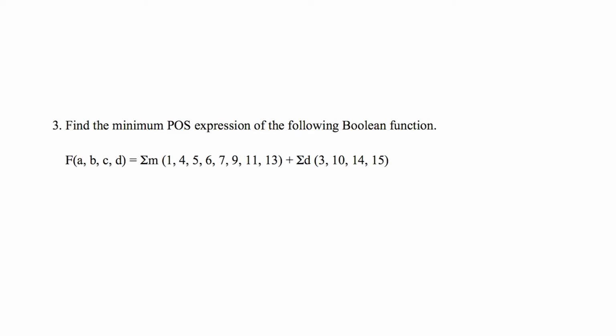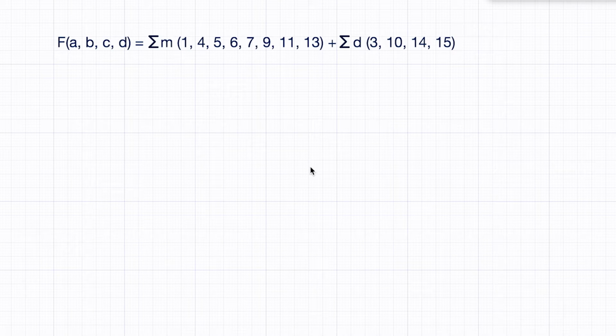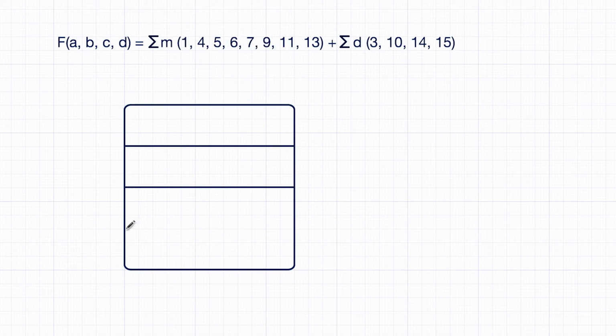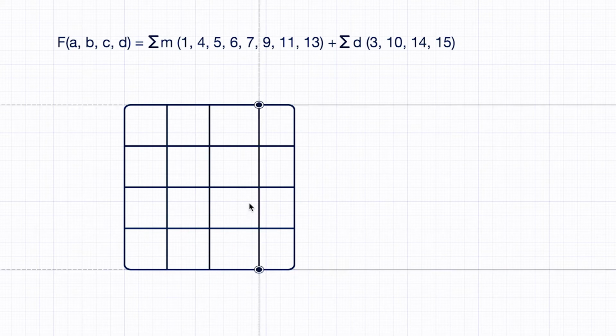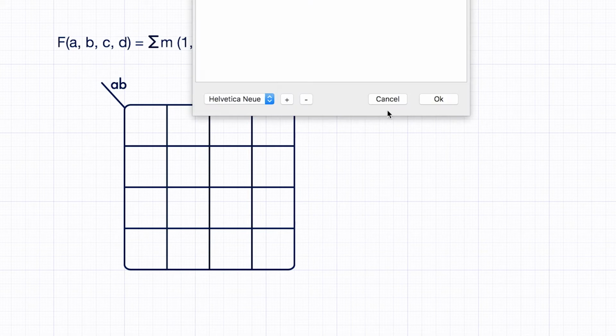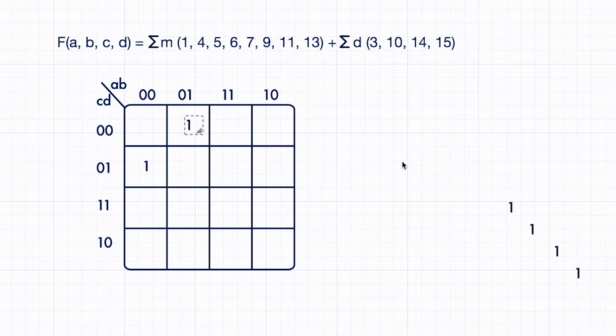Let's see the third problem now. It is noted that this problem needs us to find the POS form, which means the product of sums. It is apparent that we need to use a key map to do this question. First of all, we draw the key map for the function based on the sum of product canonical form. We use value 1 for minterms and use a cross for don't care terms.